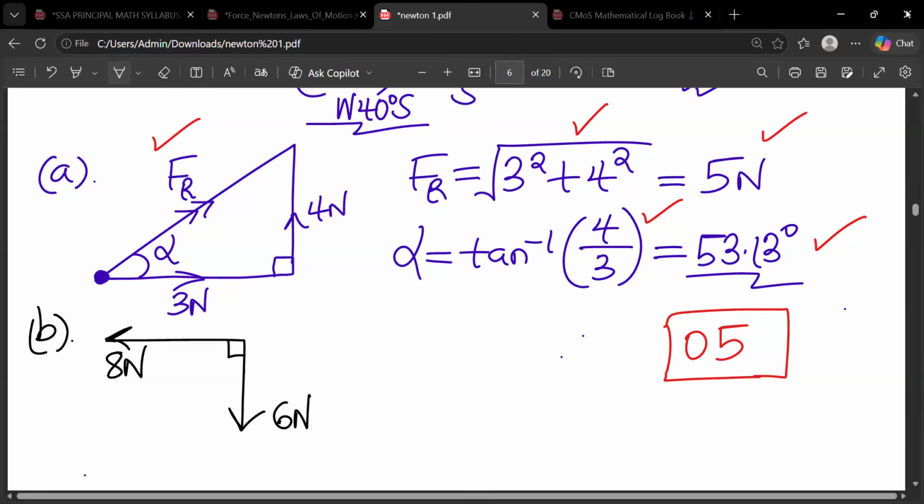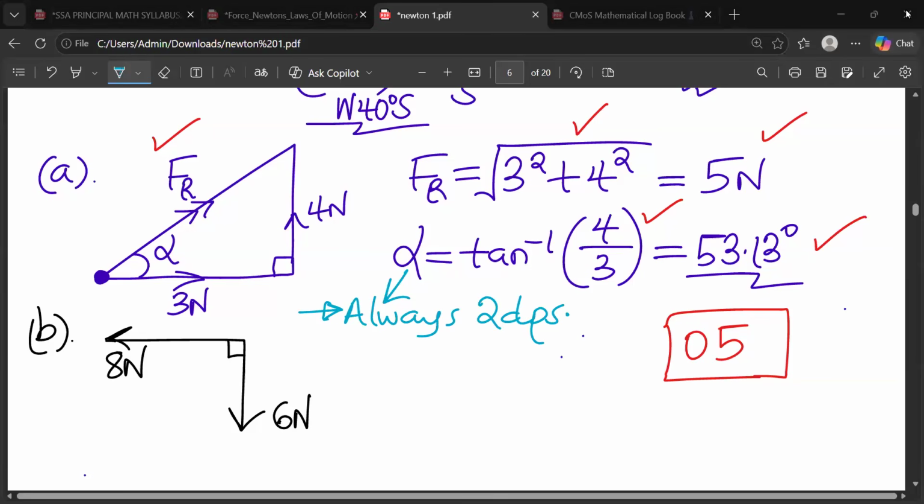So have it in mind that angles, they are always 2 dp's at your level. So angles, always record them to 2 dp's. Very important. When you're done, you just type I'm done. But please hurry.